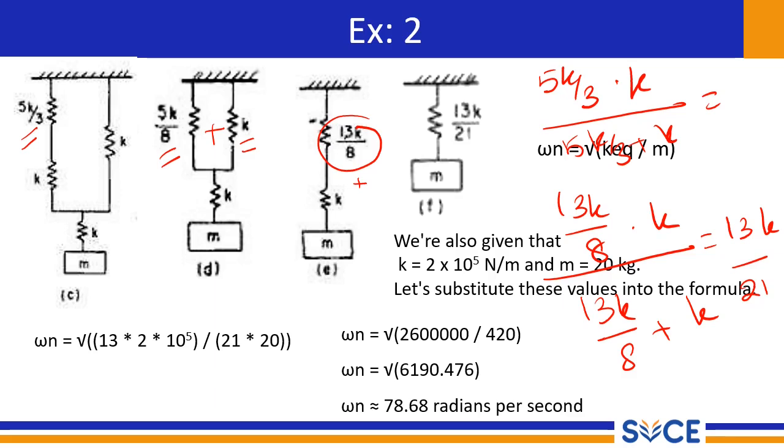Now we have to apply that in our natural frequency formula, omega n equals root of K by m, where K is 13K by 21. We have to substitute the mass value which was given earlier in this slide. So now we substitute this, and we will get the natural frequency as 78.68 radians per second.